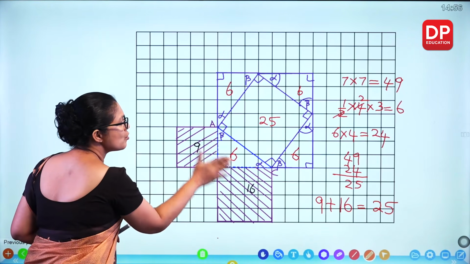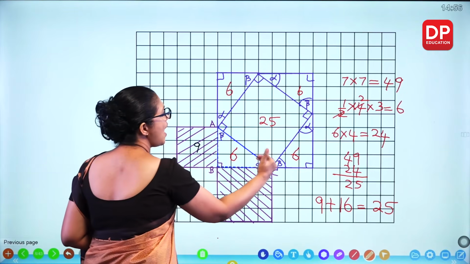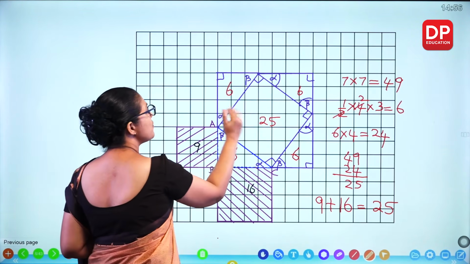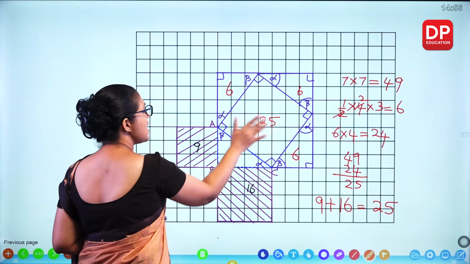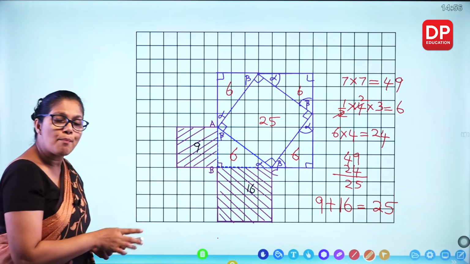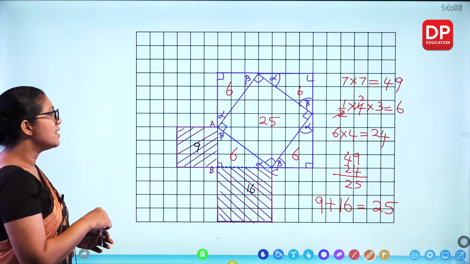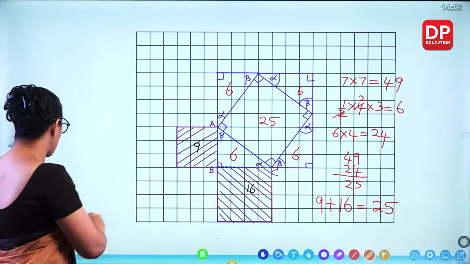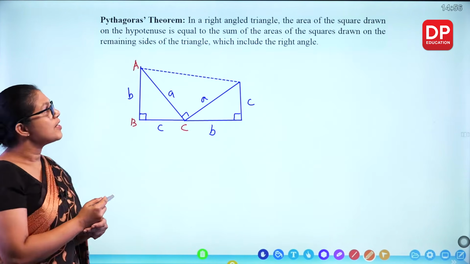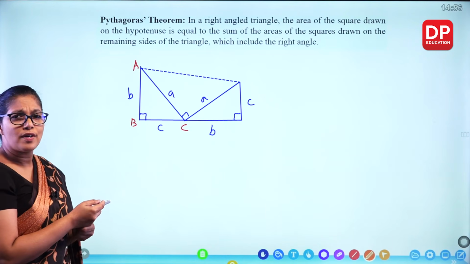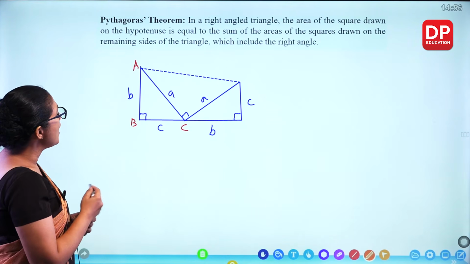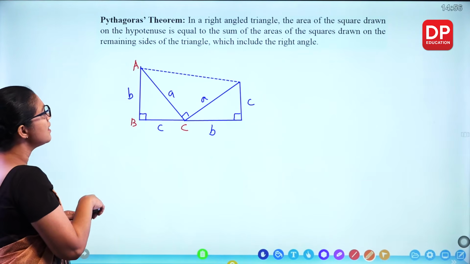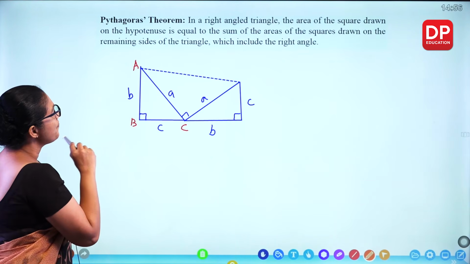These are the 2 sides. This is the hypotenuse. So the area of the square formed on the hypotenuse is equal to the sum of the areas of the squares on the other 2 sides. That's what the Pythagoras theorem is. So we'll try to prove it in different ways. I'll take this diagram and try to prove the Pythagoras theorem.